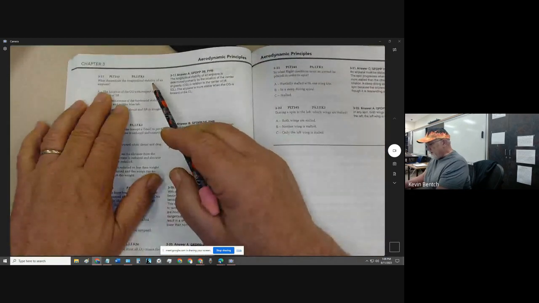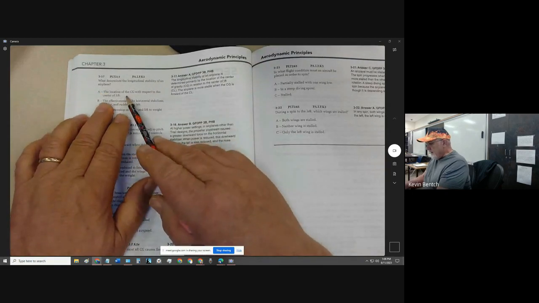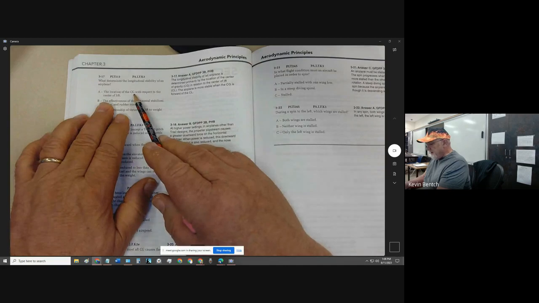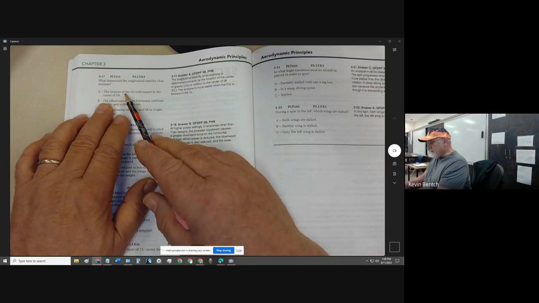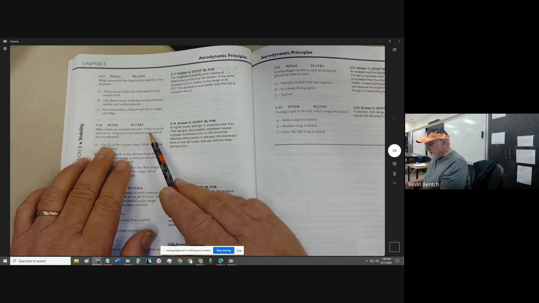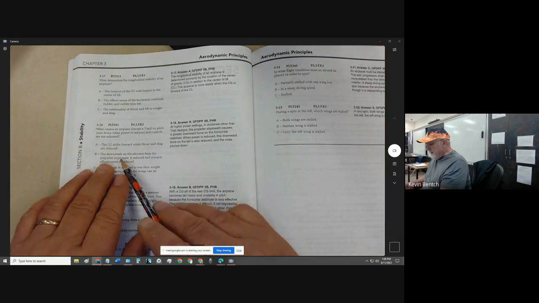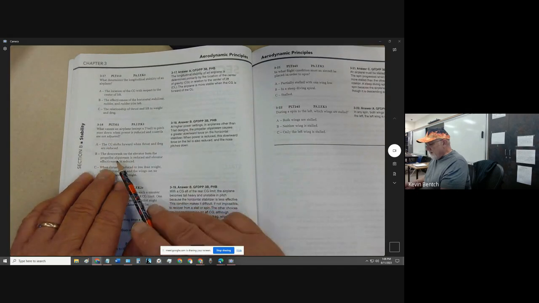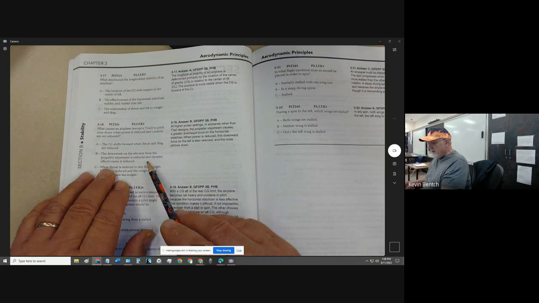What determines the longitudinal stability of an airplane? Answer is A, the location of the center of gravity, or CG, with respect to the center of lift, which is the CL. 3-18, what causes an airplane except a T-tail to pitch nose down when the power is reduced and controls are not adjusted? And his answer is B, the downwash on the elevator from the propeller slipstream is reduced and the elevator effectiveness is reduced.